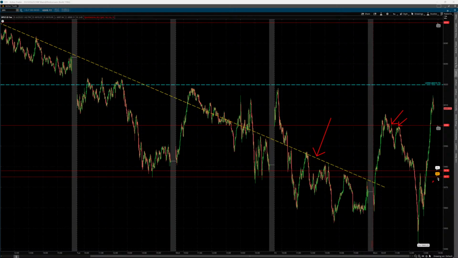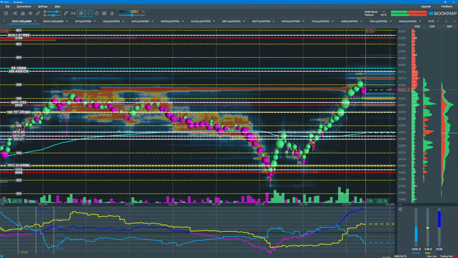All right, so SPX now above the volatility trigger and above the absolute gamma strike, heading for the upper daily expected move, which is just below 6020. All right, let's take a quick look at SPY, then we'll get back to Bookmap and ES.